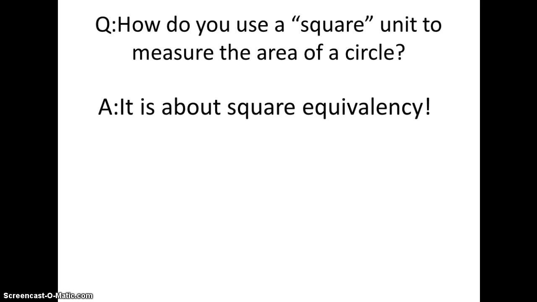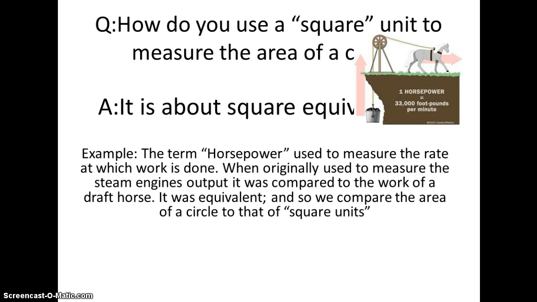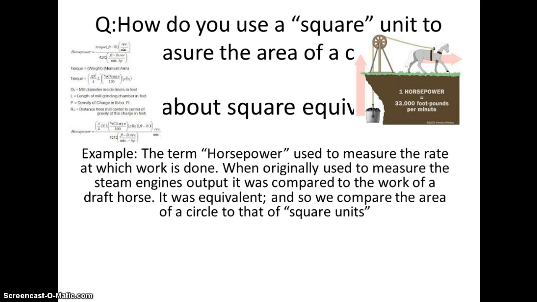Now, there are other examples of an equivalent unit of measure that's not literal. So let's think about the term horsepower. The term horsepower is used to measure the rate at which work is done. When originally used to measure the steam engine's output, it was compared to the work of a draft horse. So when they talked about the horsepower of a steam engine, they were talking about a mechanical engine, not that the engine was horses working.